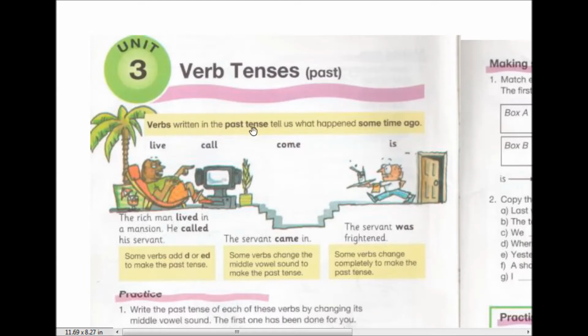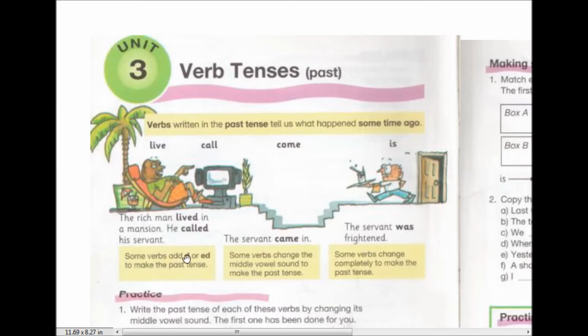Verbs written in the past tense tell us what happened some time ago. Here we've got 4 verbs: live, call, come, is. These are all in the present tense. Now, a wee story beneath each one. The rich man lived in a mansion. He called, call, his servant.